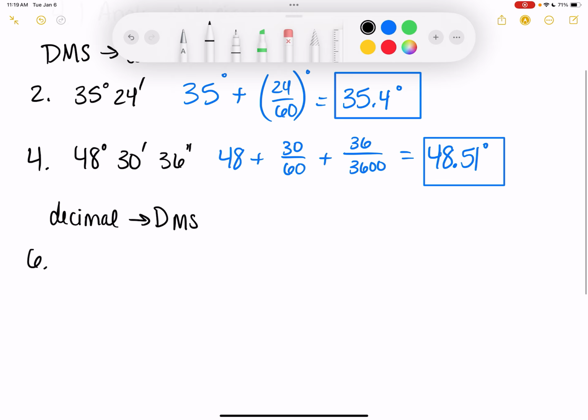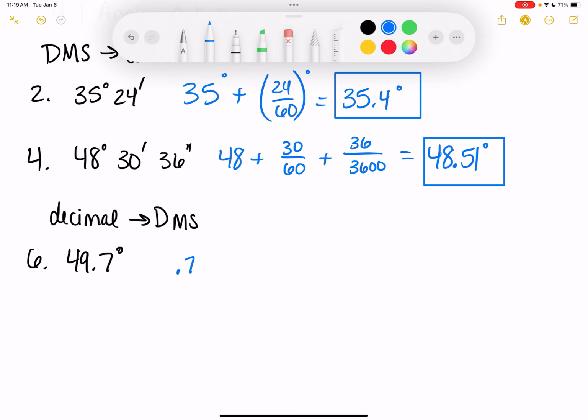Number 6, 49.7 degrees. So the 49, obviously what we've seen in the first two problems, is basically just the whole number degree value that you have. So then your first decimal place is always going to be related to minutes. Your second one's going to be related to seconds. And so we've got 0.7.